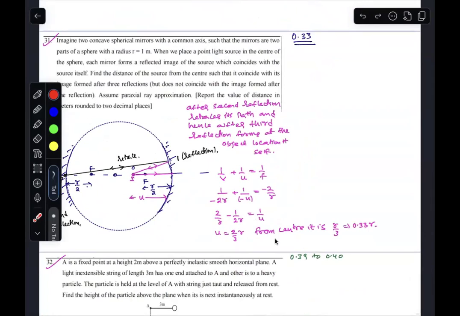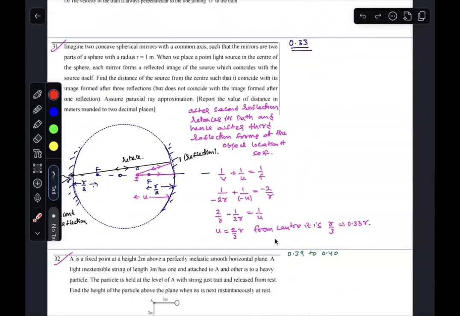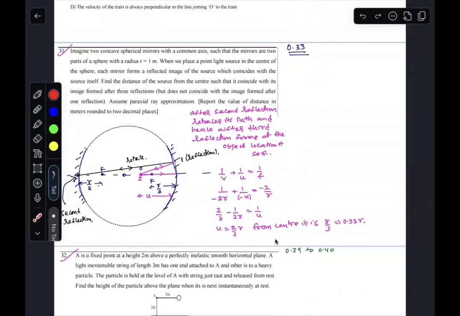What they have said, I'm not reading the question. Why? Because everyone would have gone through the question. Just finishing up the paper discussion in a short time. Here you have one concave mirror. Here you have another concave mirror. They said after 3 reflections, object and image should coincide.